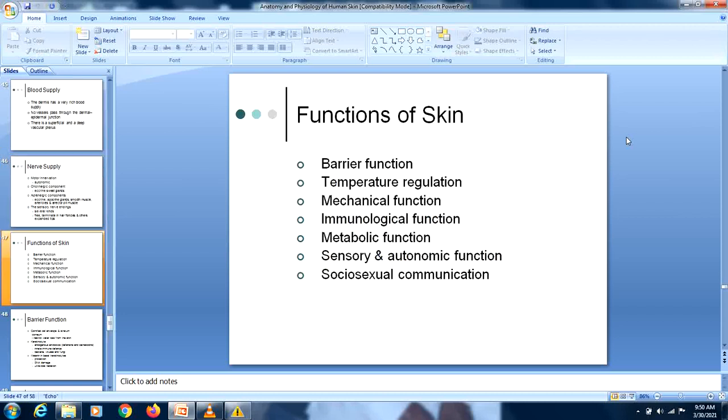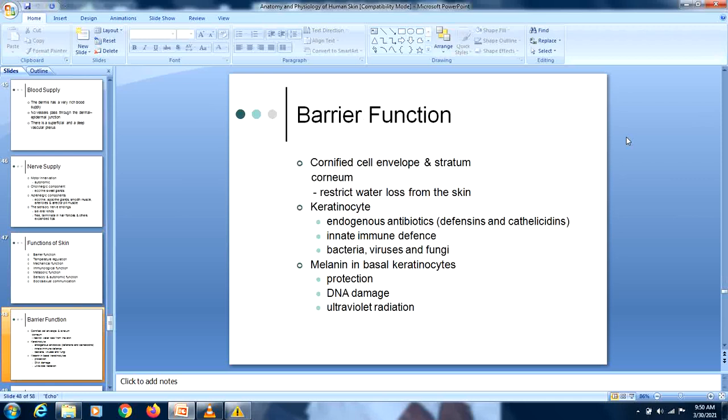Now regarding the functions of skin, first of all is the barrier function, then temperature regulation, mechanical function, immunological function, metabolic function, sensory and autonomic function, and socio-sexual communication. These are the important functions of skin.